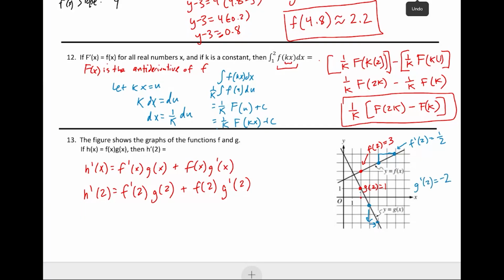So now we have everything. It's just a matter of plugging everything in. F prime of 2 is 1/2. G of 2 is 1. F of 2 is 3. And g prime of 2 is -2. So we have 1/2 minus 6, which would be, well, as a fraction, it'd be 1 minus 12 is -11 over 2, or if you write it as a decimal, -5.5.